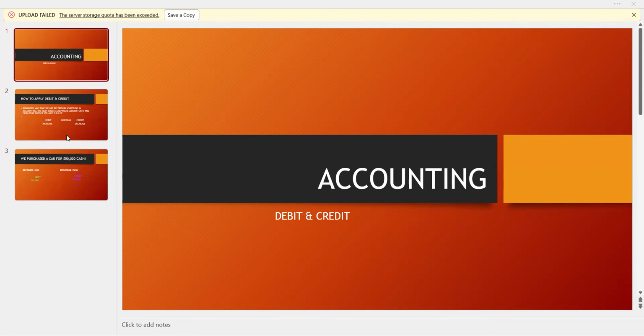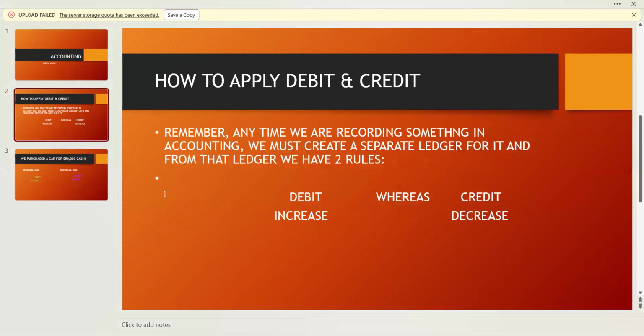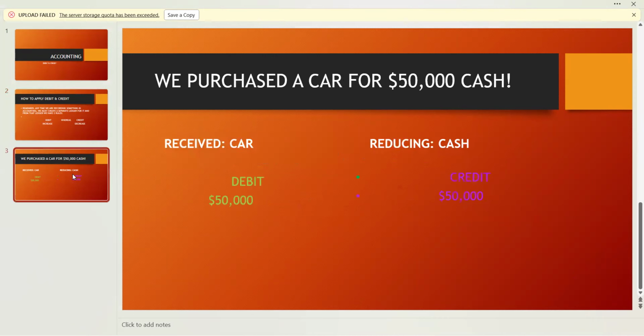So how to apply them? We're gonna do some problems about it. Let's see. Now, remember, I just told you anytime we're recording something in accounting, we must create a separate ledger or T account. So we have what's called a ledger or T account. You can use either, it can be a ledger or T account. And those tools are debit and credit. The debit side is for whenever you increase, and credit is decrease. Let's do an example about it.